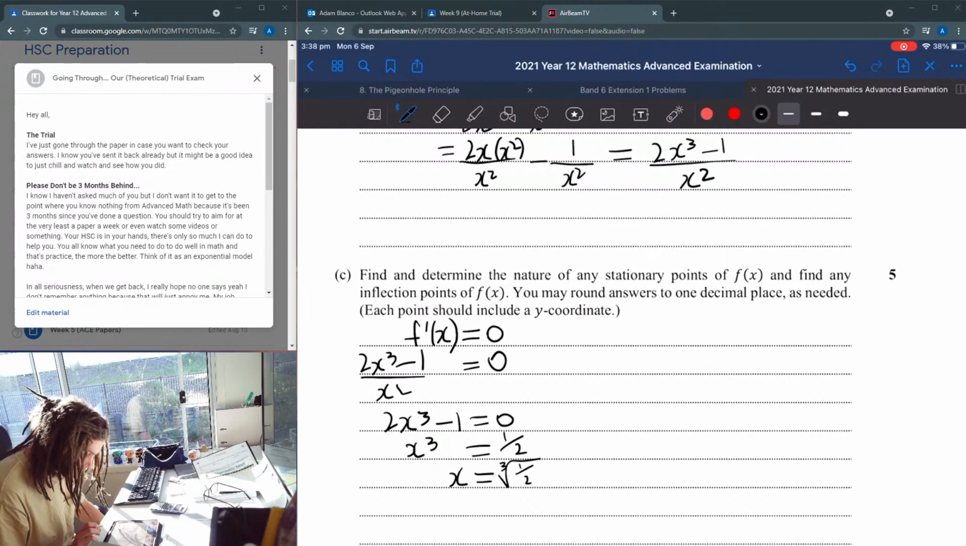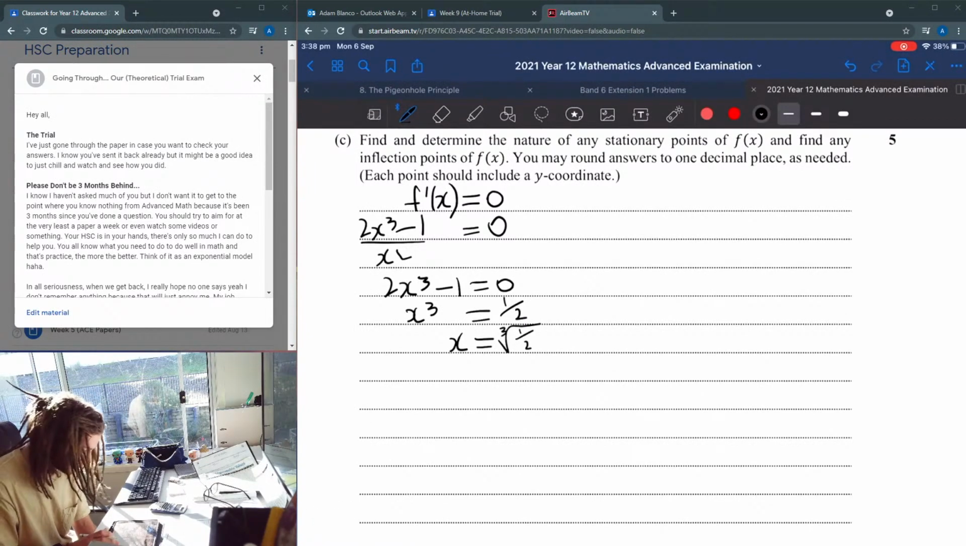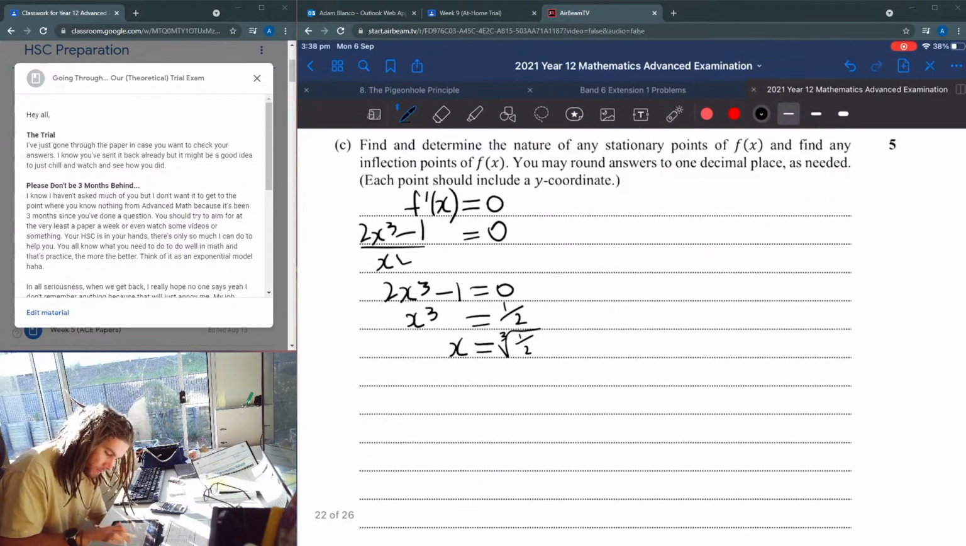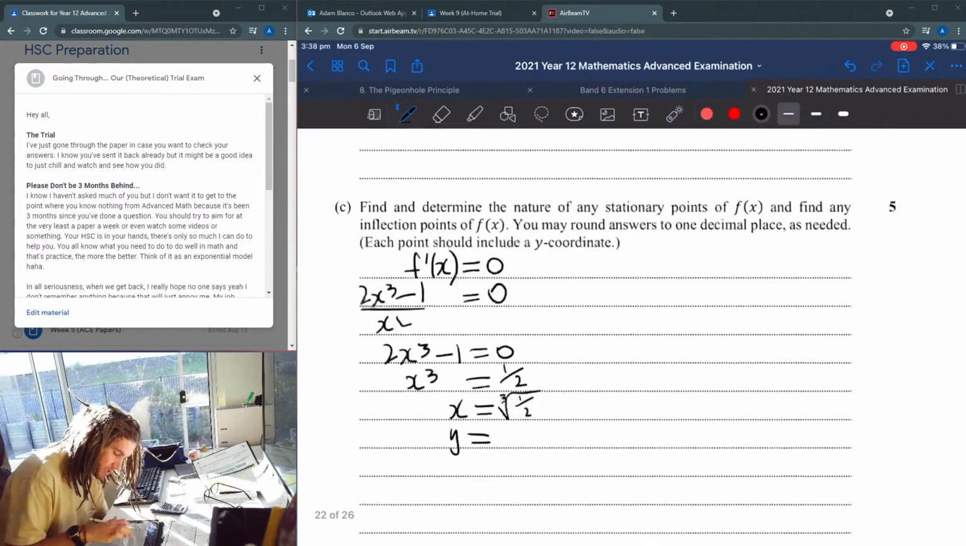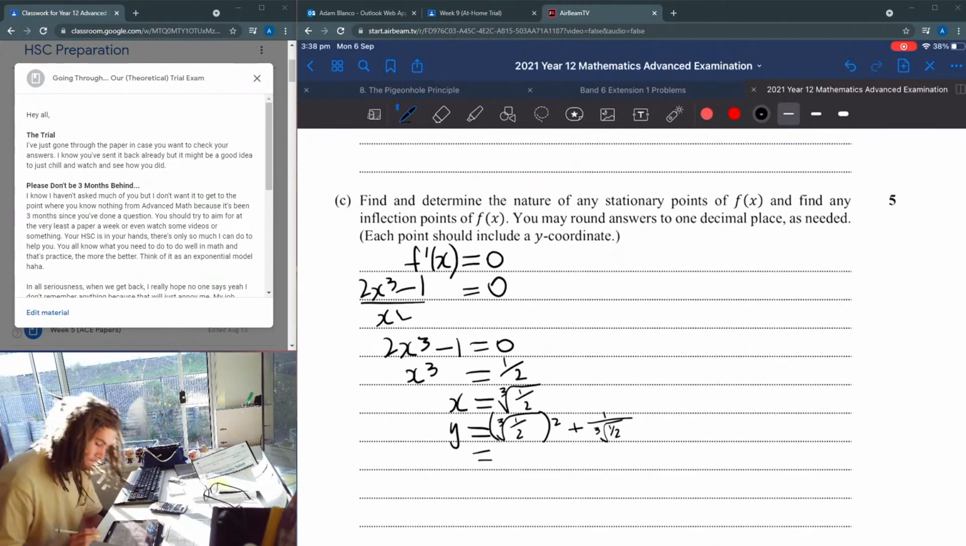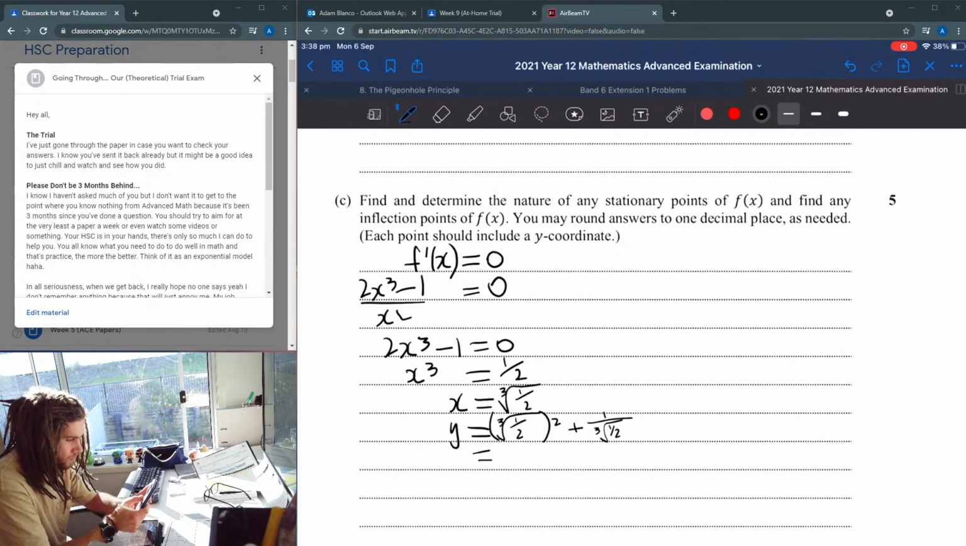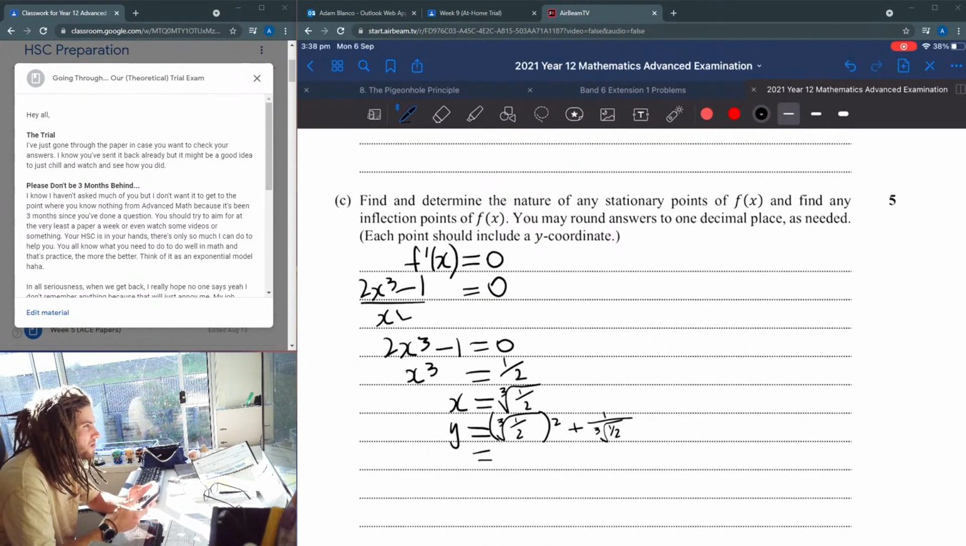Each point should include a y coordinate. Wow, okay, this is 5 marks. There's not enough lines for this. Anyway, okay, so a y coordinate. y equals, what was the function? x squared plus 1 on x. Jeez. Cube. Okay. Oh, that's going to be really gross. Are we leaving that? I'll leave it as that. They've done it as that.